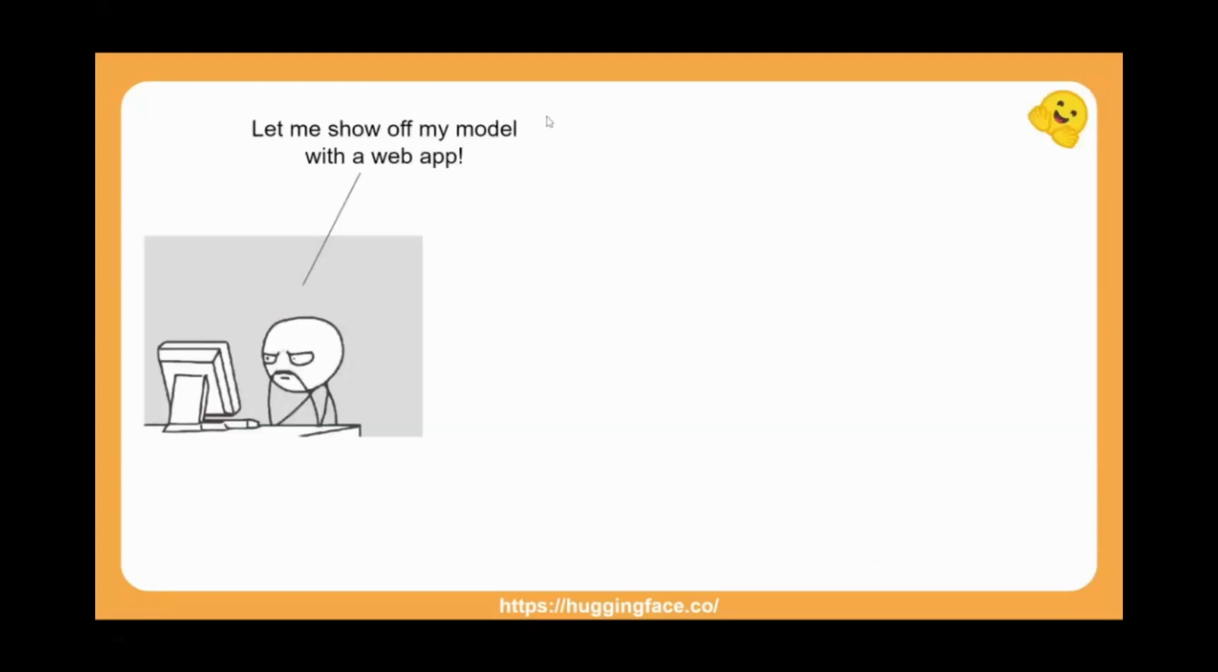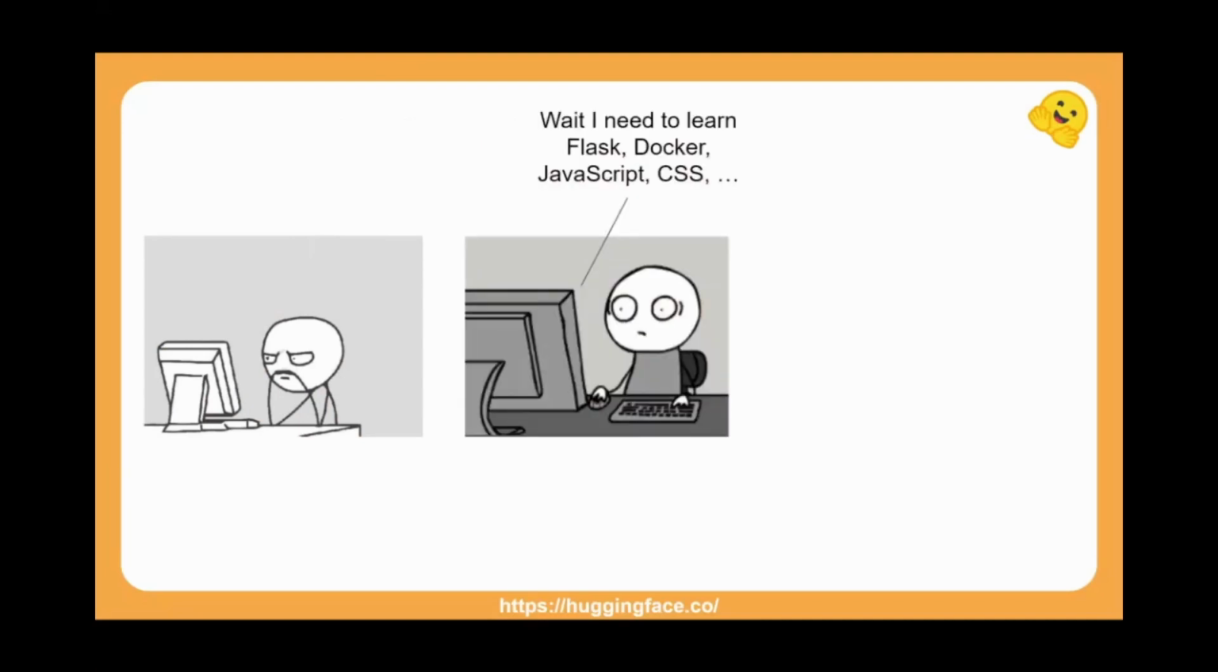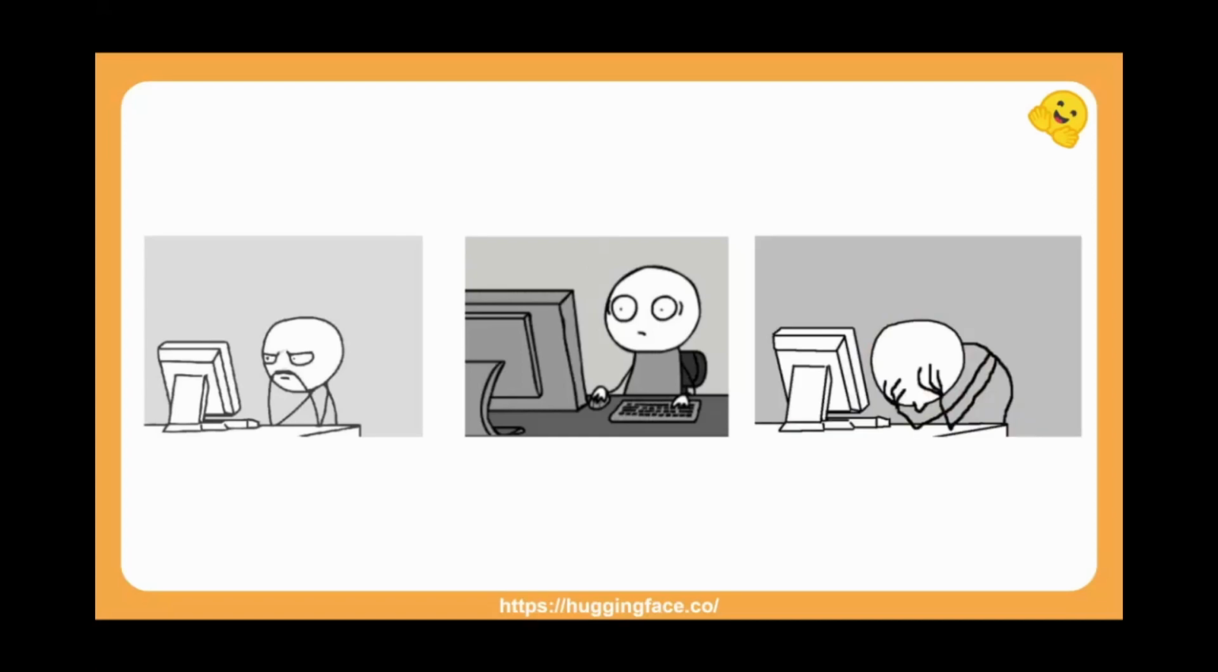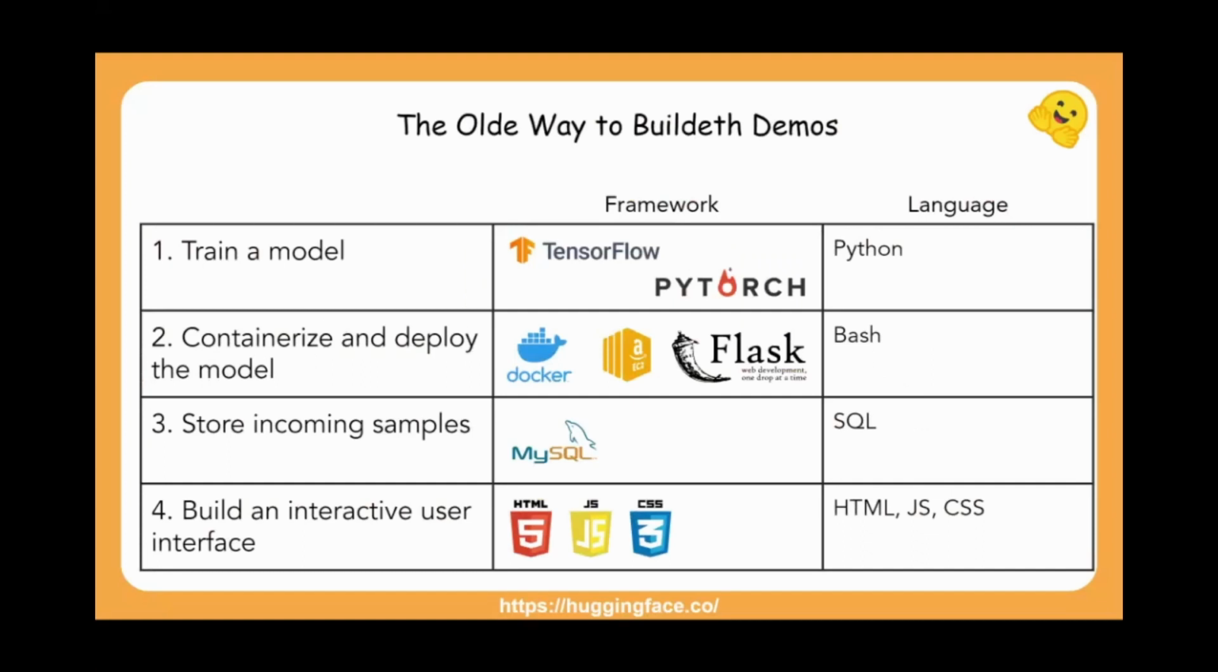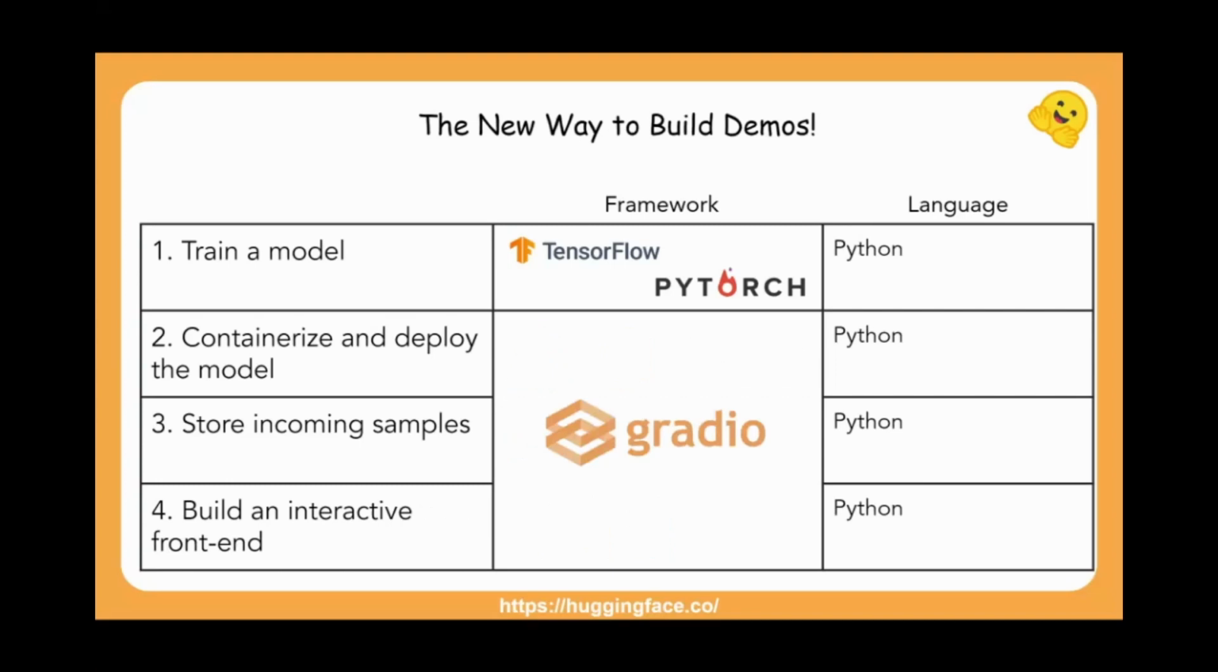Okay, so a lot of times, when I've talked to people about building machine learning demos, what I hear is, I was interested in building a demo, but then I realized I've got to learn all of these different things, Flask, Docker, these web scripting languages, and then it's like, I'm good, I actually don't need a demo. And it's true. The traditional old way to build a machine learning demo required you to know not just a lot of different frameworks, but a lot of different languages, right? You needed to know Python to train the machine learning model, but then maybe SQL to store the data coming in, some web scripting stuff. And so we wanted to make it a lot easier to do all of that.